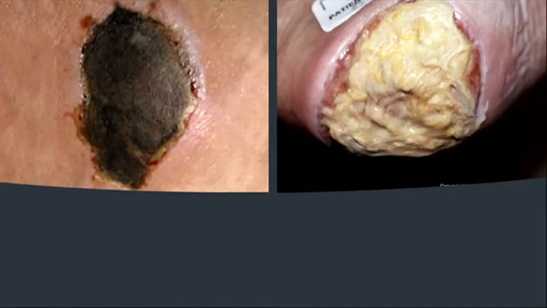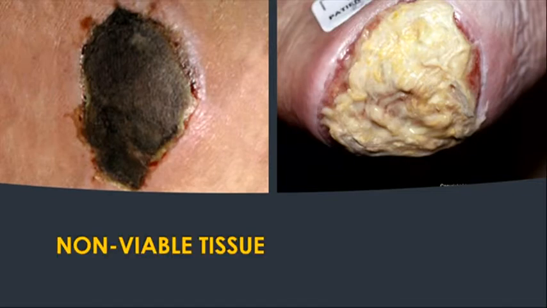Now, if a patient comes to you and has a wound like this, how would you describe this appearance? It's not uncommon. So it's dry, it's black. This is a typical eschar. In comparison, if you have a wound like this, it's yellow, there's a lot of non-viable tissue, it looks moist, it's not as dry as the left one, but they share something in common. Both of these, and any wound that looks like this, has non-viable tissue.